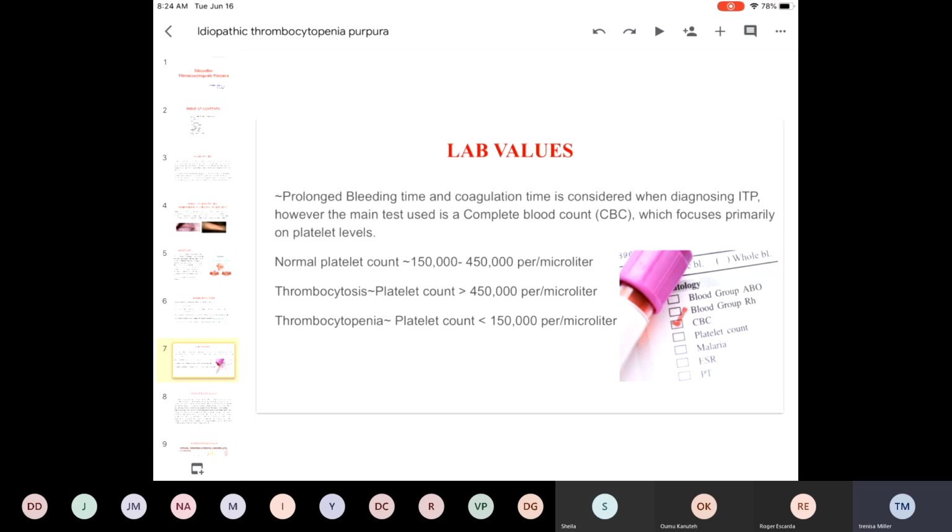These are the normal platelet levels in a patient that doesn't have ITP, which is from 150,000 to 450,000 per microliter. For thrombocytosis, platelet count is above 450,000, and thrombocytopenia platelet count is below 150,000.